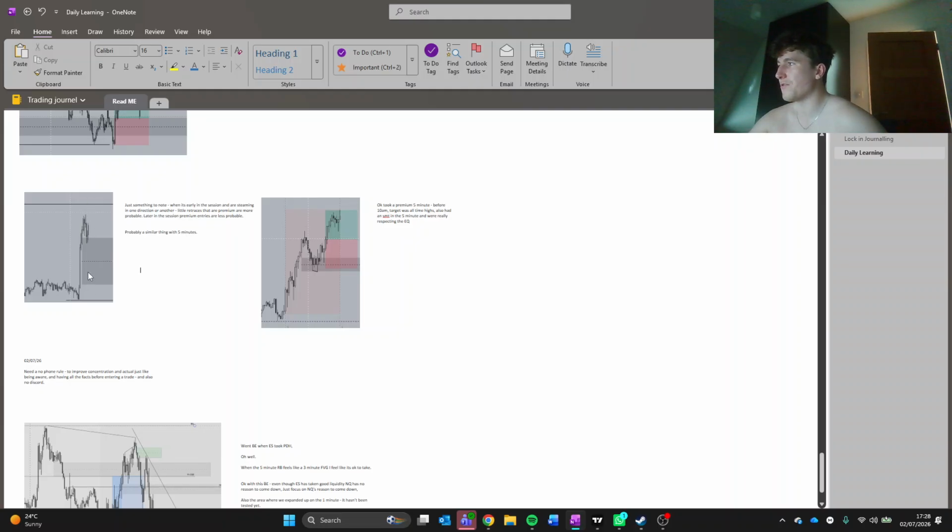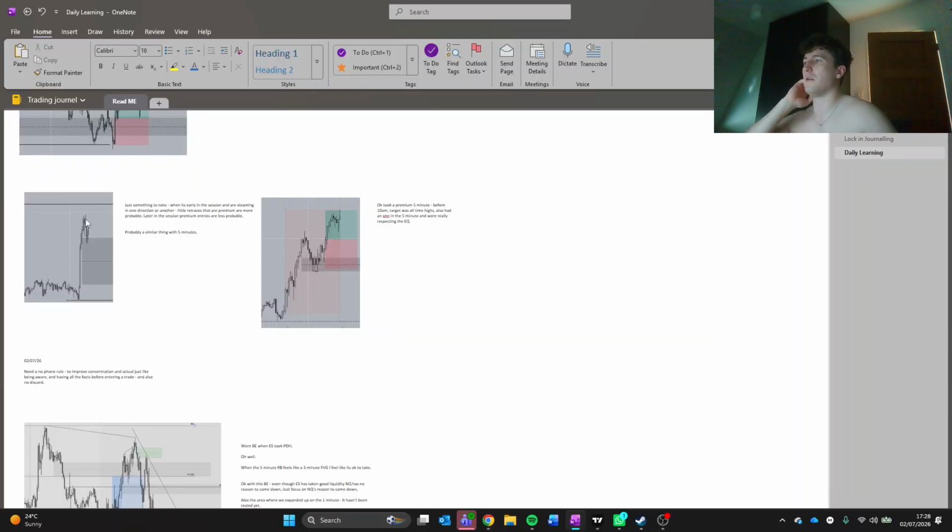It doesn't retrace a lot. We don't really need to retrace a lot. Okay, at the start of the session, the longer we go through the session, this is lower probability.